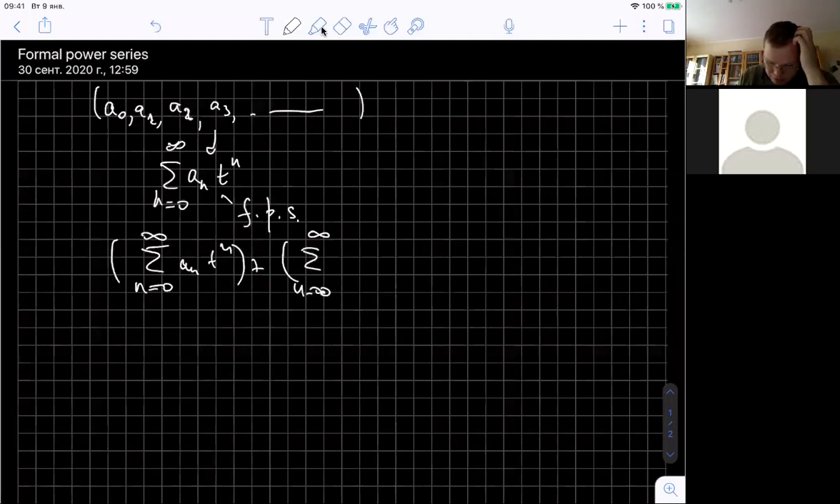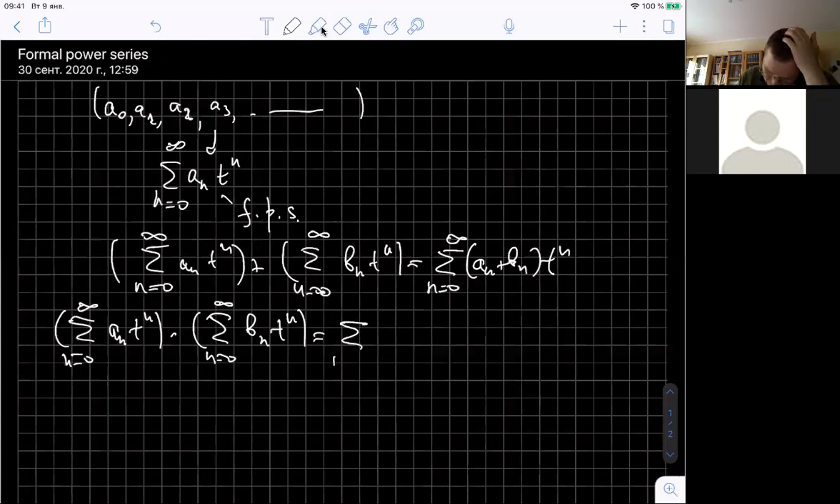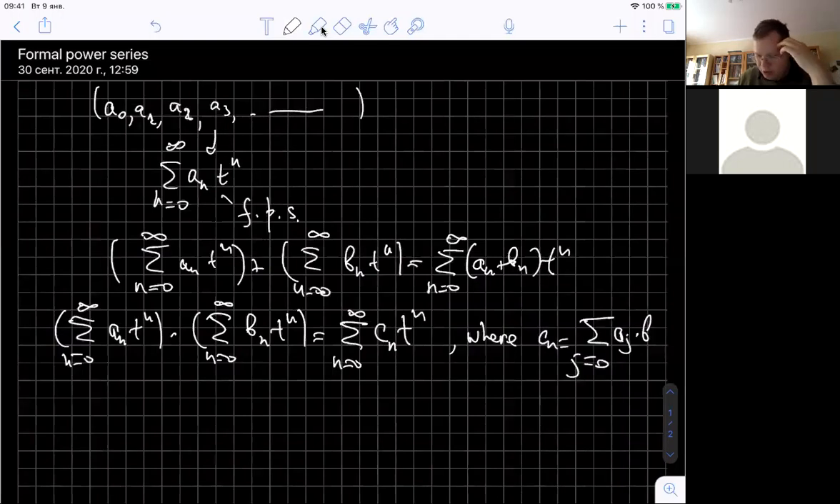If we want to find the sum of these two objects, we just consider the sum of an plus bn. And if we want to calculate the product, it will be the new formal power series Cn times t to the nth power, where Cn is equal to a sum from k equals 0 to n of ak times b(n minus k). So maybe we'll start with an example.